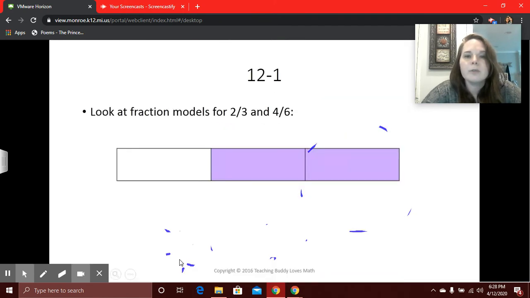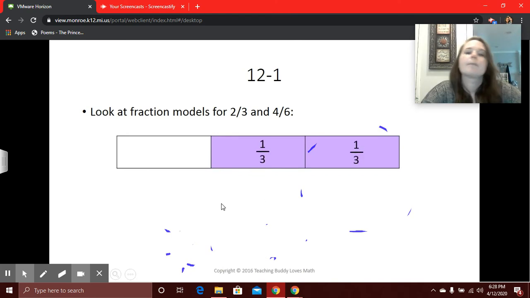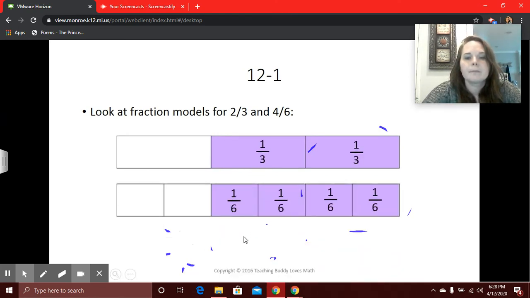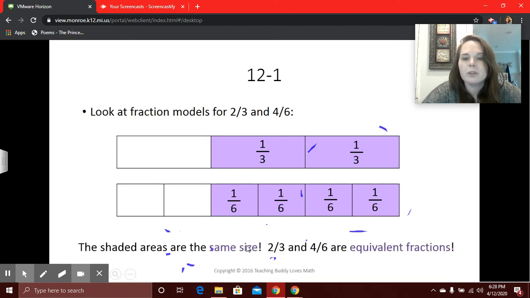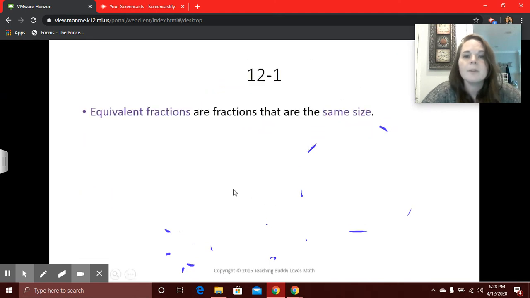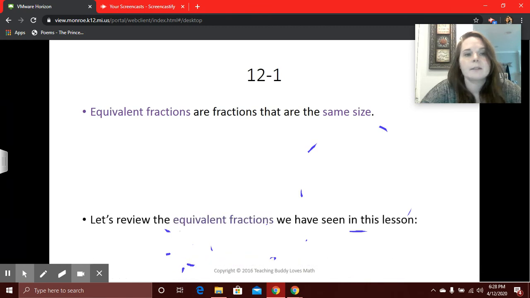So let's look at 2/3 and 4/6. And again, what are you noticing? The same amount is shaded in. So that means those fractions, 2/3 and 4/6, are equivalent fractions. So equivalent fractions are fractions, again, that are the same size.